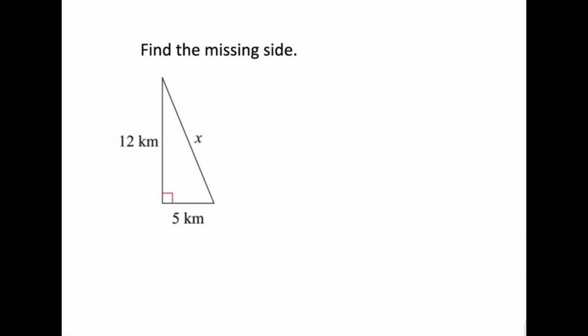Let's go through a problem where we have to find the missing side using the Pythagorean theorem. On the triangle below, we have our right angle. So we know that we can use the Pythagorean theorem to find x. Now remember, our equation is a squared plus b squared equals c squared. A and b are the legs. They're the numbers that are attached to the right angle. So we know a and b are 12 and 5. It doesn't really matter which one we plug in for a and which one we plug in for b because we can add in any order.